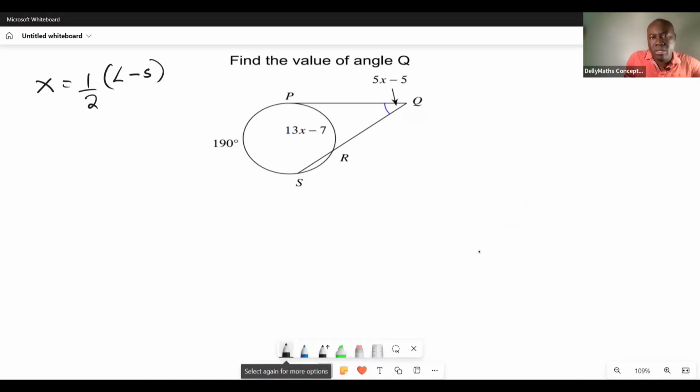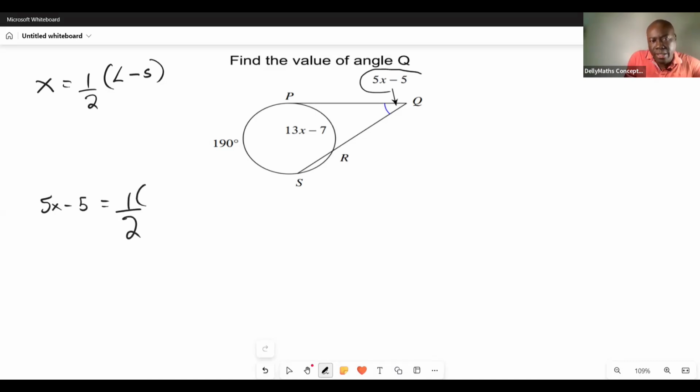So in an effort to find x, we can say the angle, which is 5x minus 5, is equal to half of the difference between these, and it's going to be 190, which is the larger arc measure, minus the smaller, and in this case, the smaller, I'm going to have to put it in parentheses, 13x minus 7. All right, so that's what we're putting together.